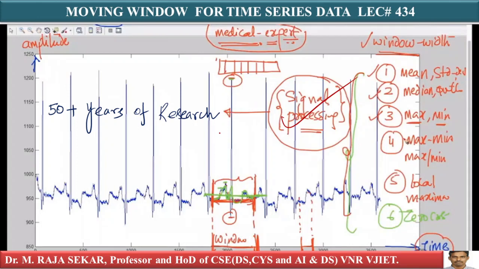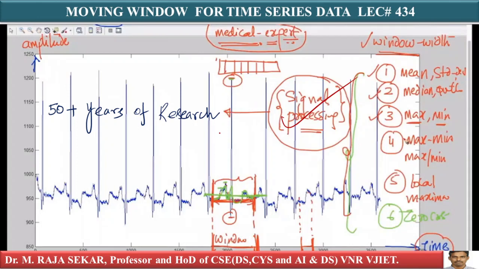Of course, medical experts have studied this. Medical signal processing people have studied this for 50 plus years, since they spend time on this particular signal processing. So what is the right featurization depends very much on the problem. There is no hard and fast rule. So oftentimes when you are given a new problem, you should try to read up literature or research.